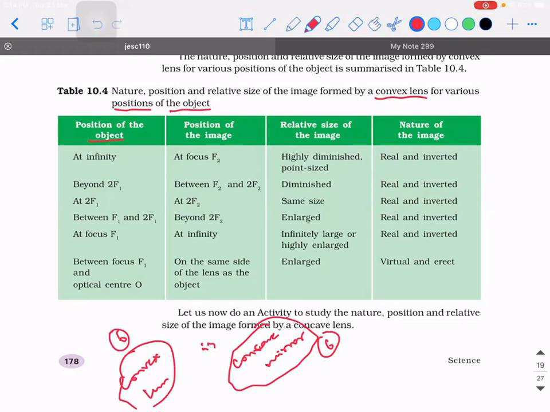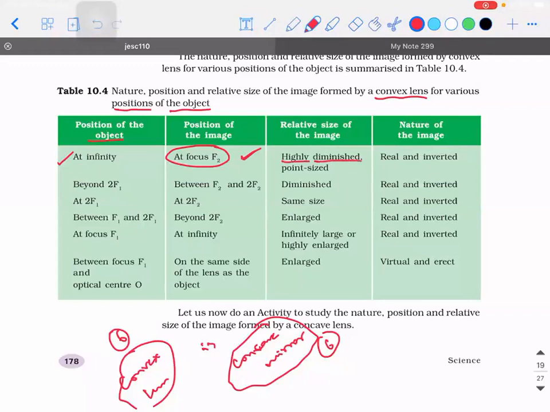What are the positions at which you can place the object? One is at infinity. When you place it at infinity, the image is formed at f2. What is going to be the nature and the size of it? When it is formed at f2, it is a point-sized image.